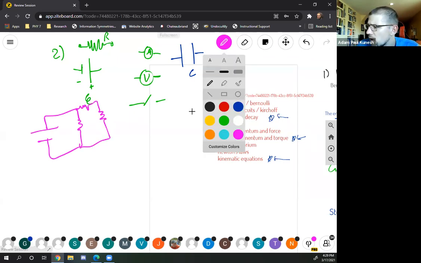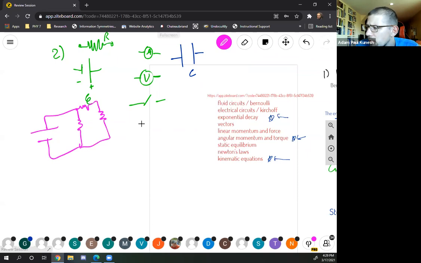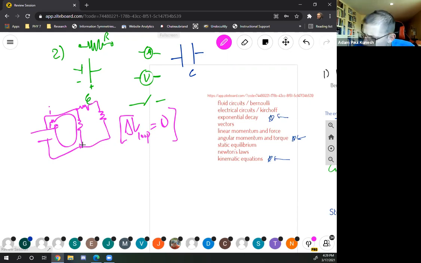Okay, so Kirchhoff's voltage law. What does Kirchhoff's voltage law say? It says that when I go from one point in a circuit back to itself by taking any loop, the change in voltage around a loop is zero. In other words, the sums of the changes of voltages of all of my circuit elements around that loop are zero.